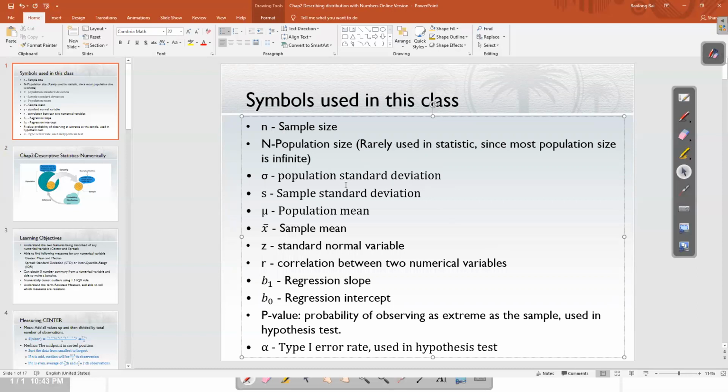Sigma, population standard deviation, S, sample standard deviation, mu, population mean, X bar, sample mean. Z, standard normal variable, R, correlation between two numerical variables, B1 and B0, the regression slope and intercept. P-value is a probability we used in hypothesis test. And then alpha is a type 1 error rate. We use p-value and alpha to compare to make decisions in hypothesis testing, right? So, these are the symbols we're gonna use for the semester.